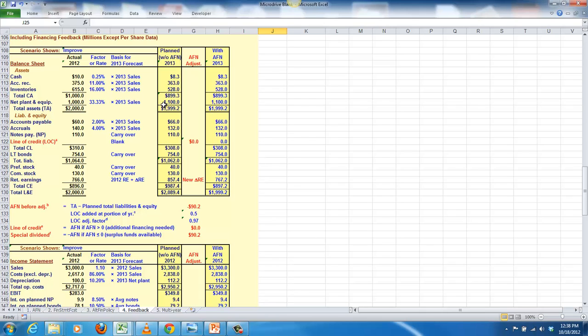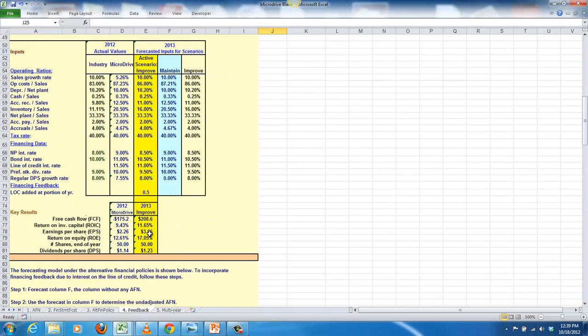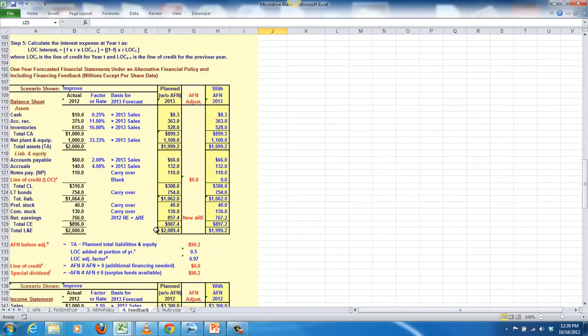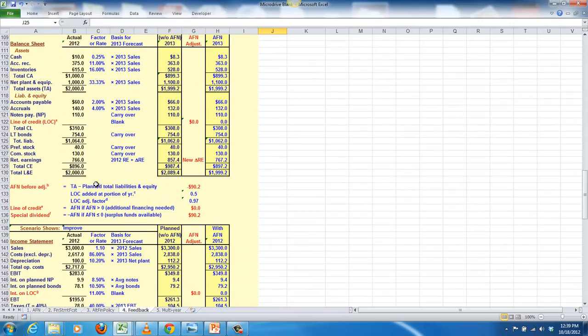So what we want to do is adjust for the additional funds needed. In this scenario that's up right now, we're looking at the improved scenario. On the improved scenario, we don't actually need additional funds needed. It says the additional funds needed is negative 90.2. That means that we're going to issue a special dividend. That does not result in any additional funds needed.